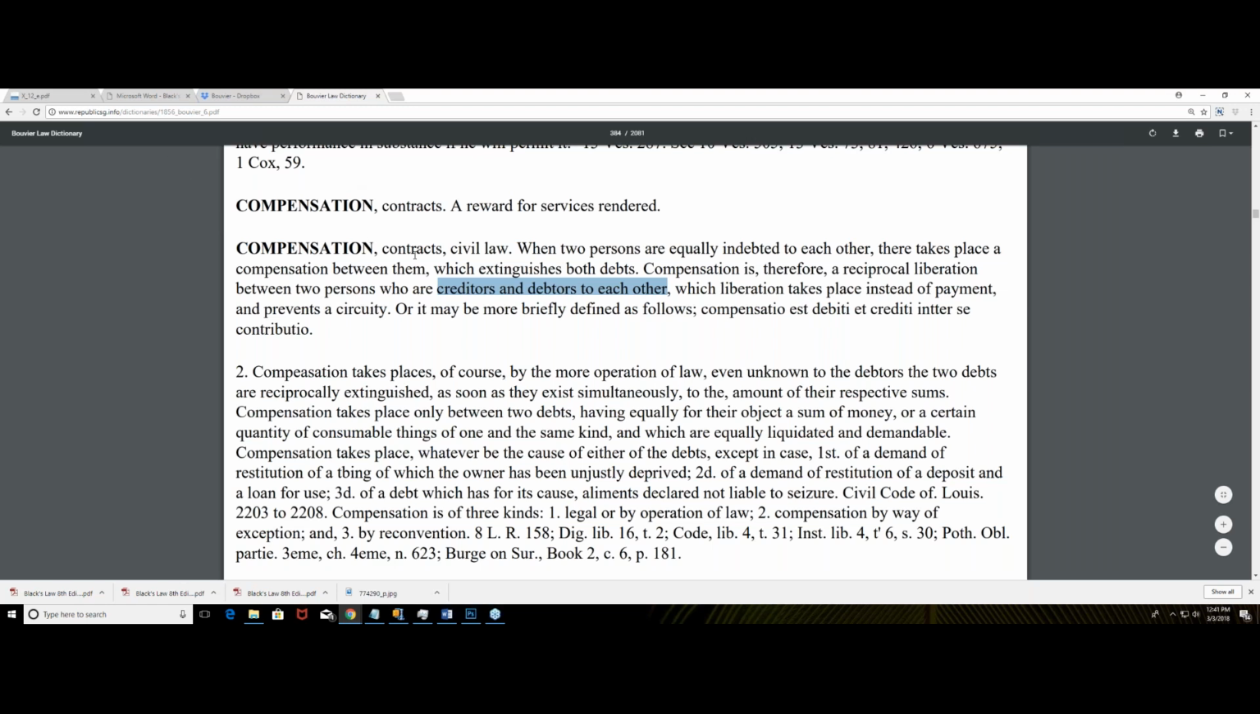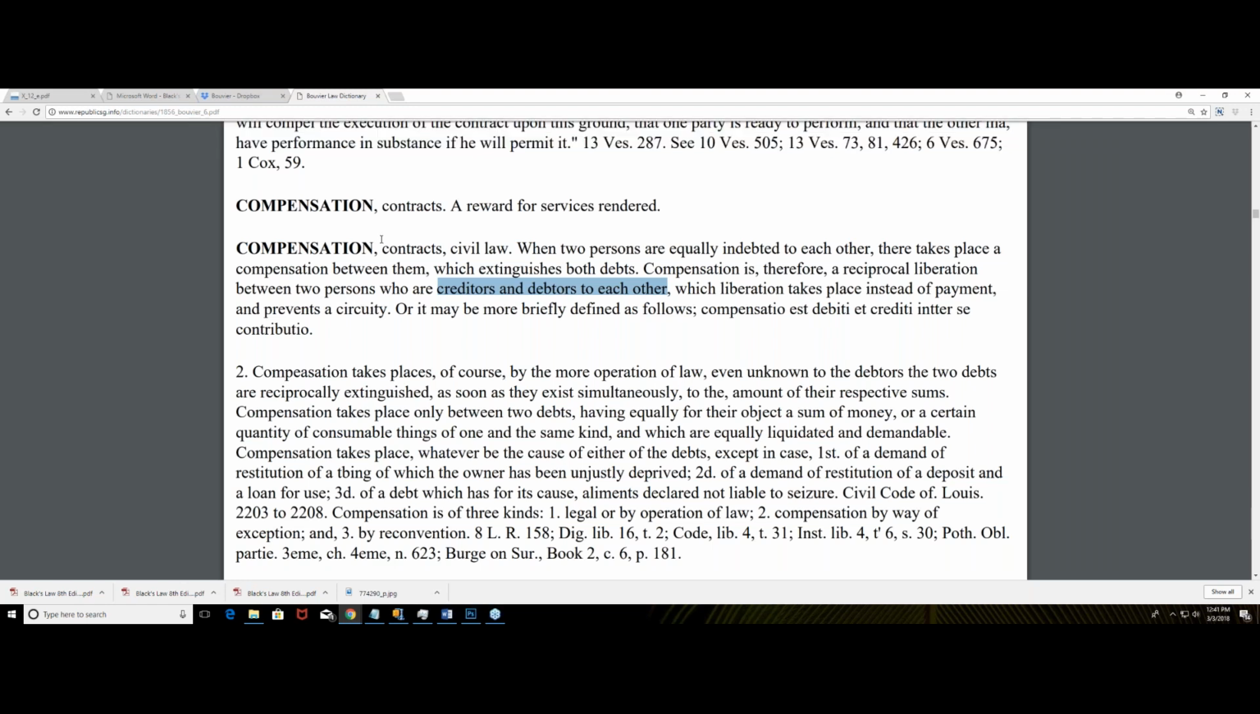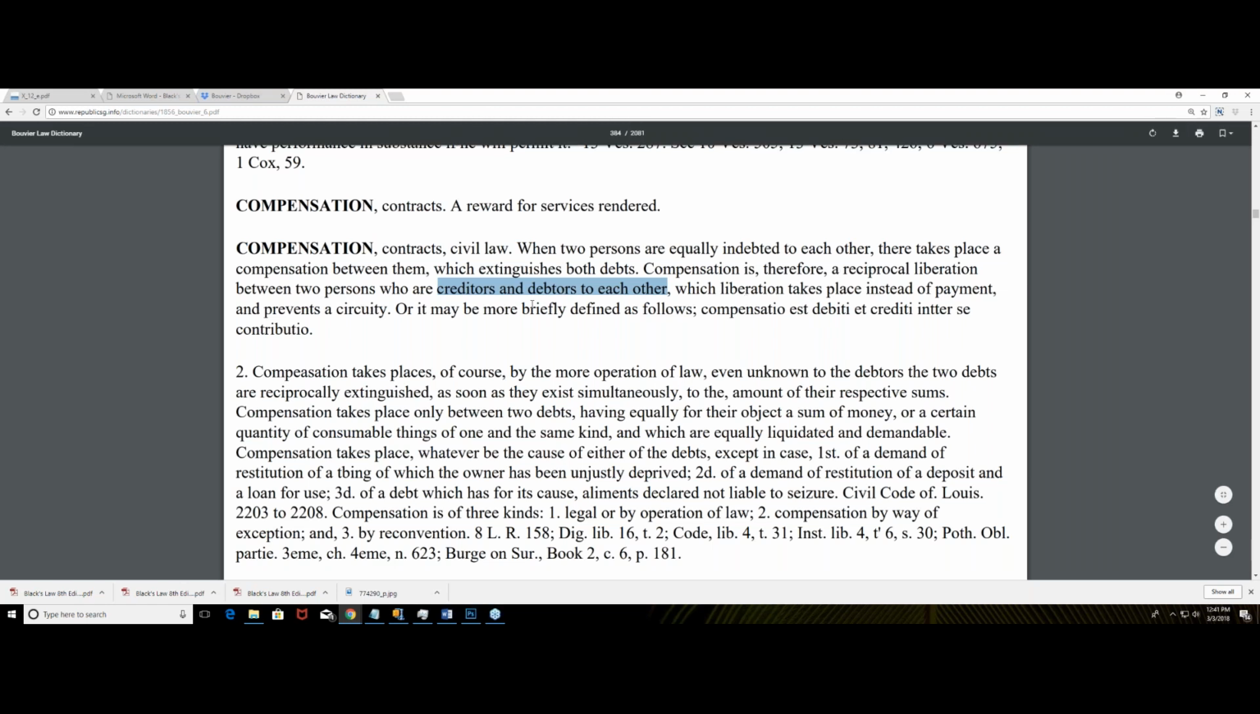So you're playing a role of both creditor and debtor at the same time because your straw man entity is a debtor. The real living man is a creditor. You are in control of the straw man. So when the United States drafts something, they are drafting your straw man, okay? However, you as the third party intervener, the secured party, you are a creditor, okay? So there's compensation, which liberation takes place instead of payment and prevents a circuity, which means unnecessary litigation. Or maybe more briefly defined as follows, compensatio est debiti, and you can look that up.